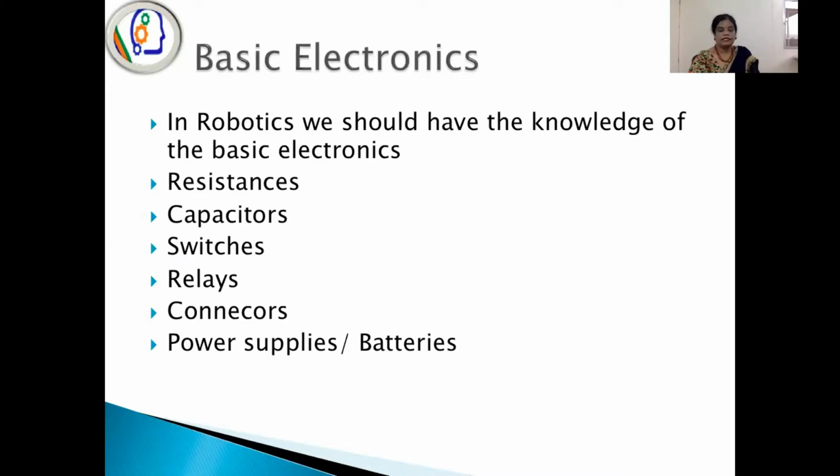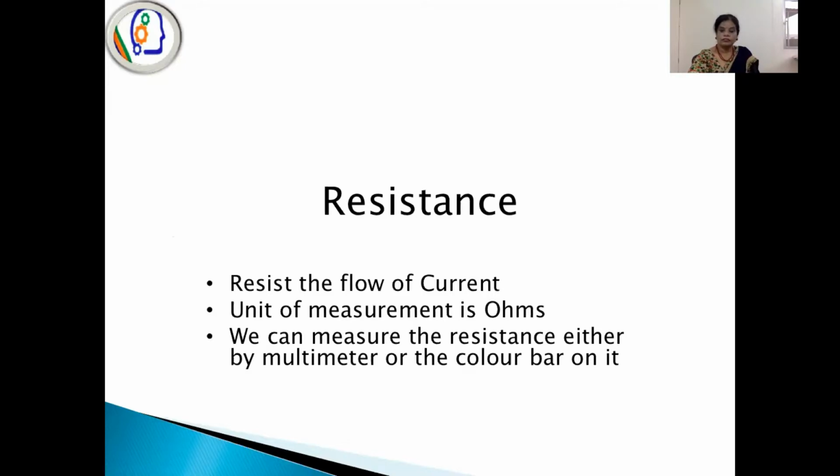And for basic electronics, different parts are there, right? Like resistances, capacitors, switches, relays, connectors, power supplies, and batteries. Okay, so today we will learn about resistances. What are resistances? Resistances resist the flow of current. The unit of resistance is ohms.